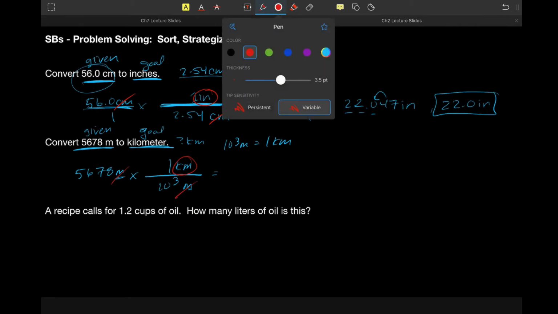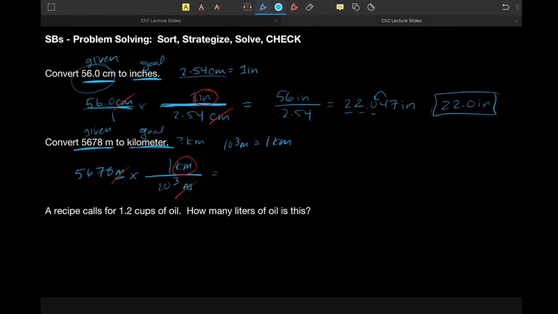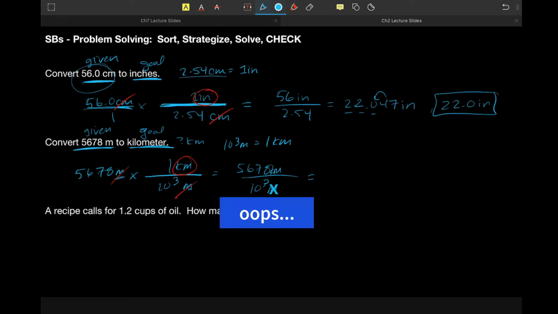Now I just have to do the math, right? Which again means multiply across the top, 5, 6, 7, 8 kilometers. And I'm going to divide by what's on the bottom, which is 10 to the third meters, right? Which really means I'm dividing by 1,000, yes? Or I'm getting 3 decimal places smaller, right?